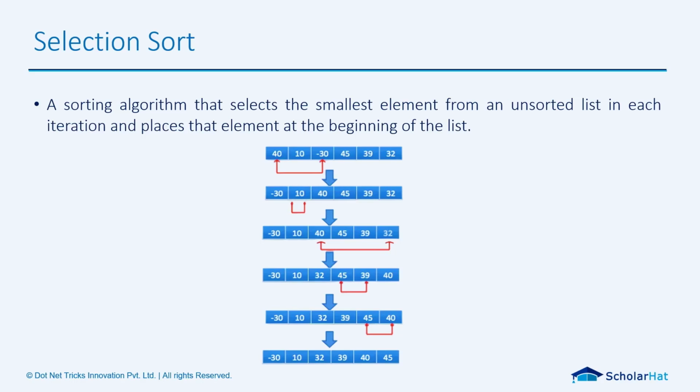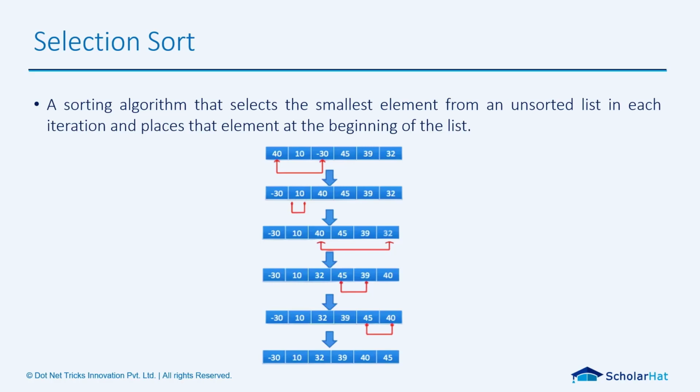In selection sort, the algorithm works by repeatedly finding the minimum element from the unsorted portion of the array and placing it at the beginning of the array. In each pass, the minimum element is selected and swapped with the element at the current position. So that's what we're going to do.